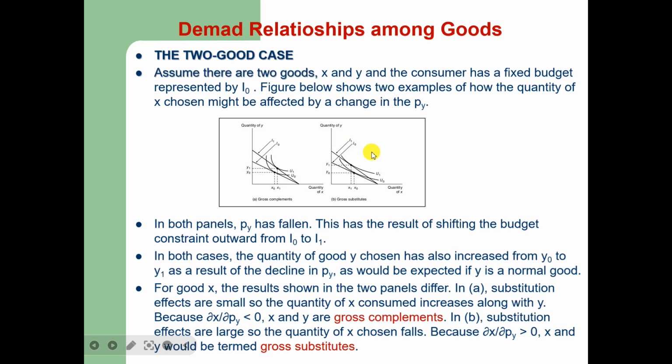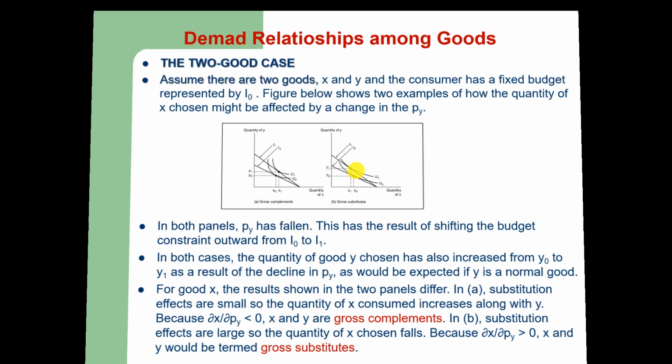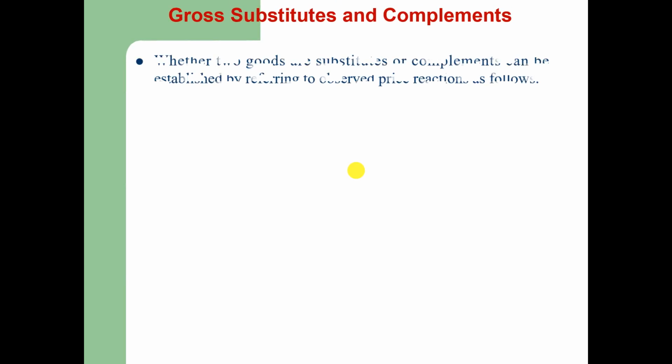In panel B, the substitution effects are large, so that the quantity of X chosen falls, since in this case the change in the quantity of X demanded due to the change in the price of Y is positive. So X and Y would be termed gross substitutes. This is clear in these two panels. Here in this case X and Y are gross complements, but in this case X and Y are gross substitutes. We may further analyze this situation.